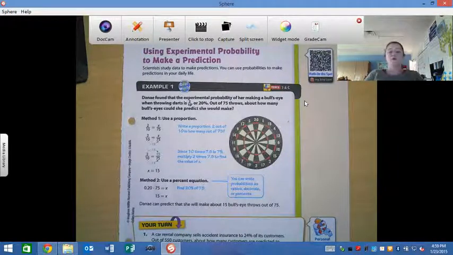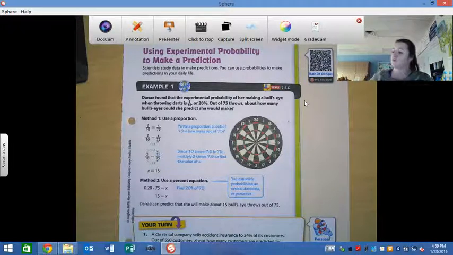Okay, now we're going to do lesson 5.4, which is using experimental probability to make predictions. So, scientists study data to make predictions. You can use probabilities to make predictions in your daily life. Danae found that the experimental probability of her making a bullseye when throwing darts is 2 out of 10 or 20%. Out of 75 throws, about how many bullseyes could she predict she could make?